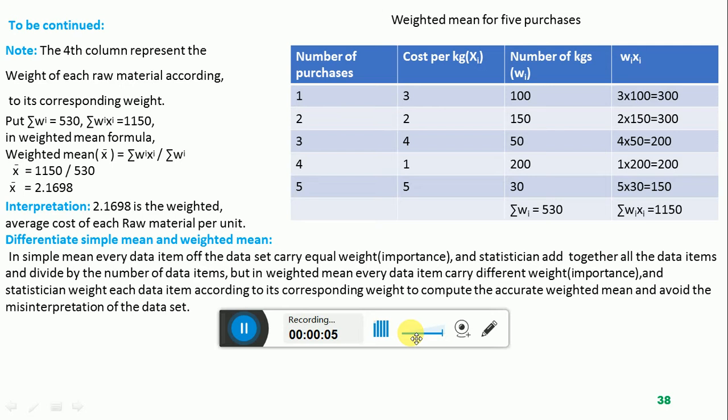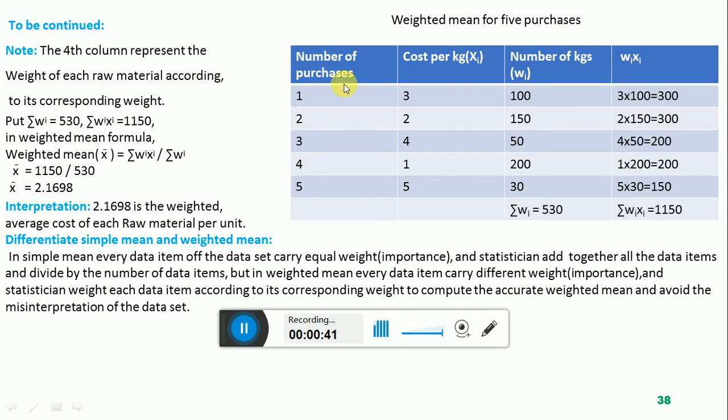In the last lecture we were learning how to compute the weighted mean for a data set where each data item carries different weights, or different importances. We gave one example: computing the weighted mean for 5 purchases of 5 different raw materials, and we developed the data table, as given in front of you on this slide. Weighted mean for 5 purchases.